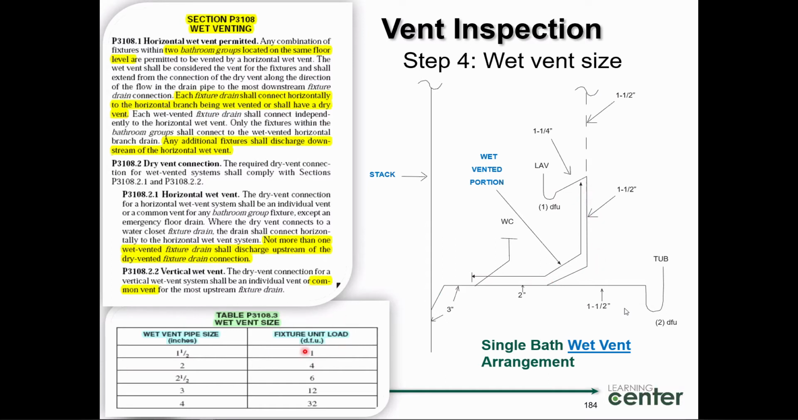So I go to the table here. My lavatory is worth one drainage fixture unit. That pipe size has to be 1.5 inches, so that pipe is 1.5 inches to that point. Now I've got a tub that intersects right at that juncture. That tub has a demand of 2 drainage fixture units. So guess what? I need to size this pipe right here for 3 drainage fixture units, right? 1 for the lav, 2 for the tub. This pipe has to be able to carry 3 drainage fixture units.